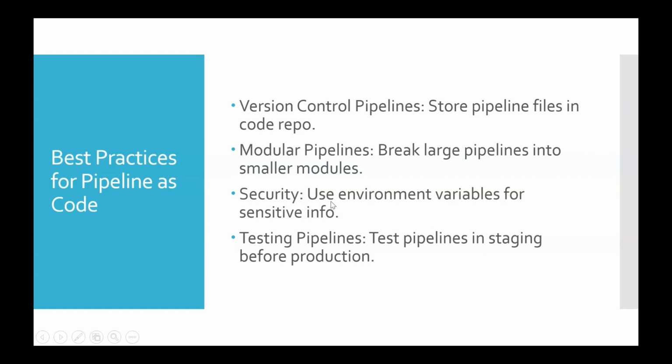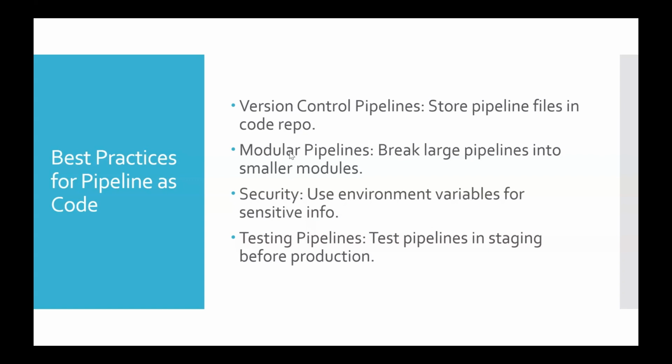For security, use environment variables for sensitive info. So suppose you are using some secrets or certificates, you can use key vaults to store the information, or you can create variable groups and hide the sensitive secrets so that they won't be visible inside your pipeline.